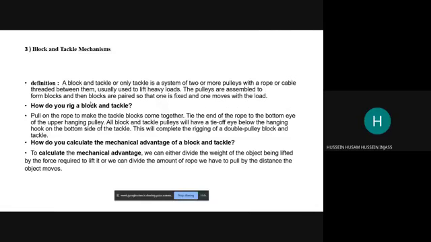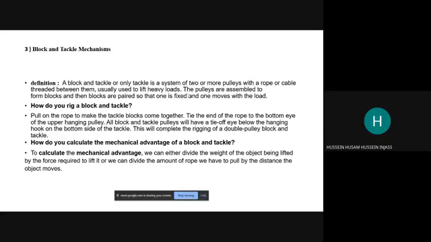Block and tackle mechanism. First of all, let me give you a quick definition. A block and tackle, or only tackle, is a system of 2 or more pulleys with a rope or cable threaded between them, usually used to lift heavy loads. The pulleys are assembled to form blocks, and then the blocks are paired so that one is fixed and one moves with the load. So, how do you rig a block and tackle?